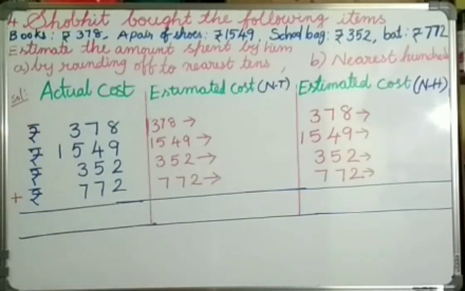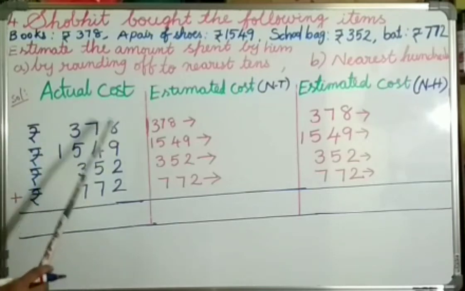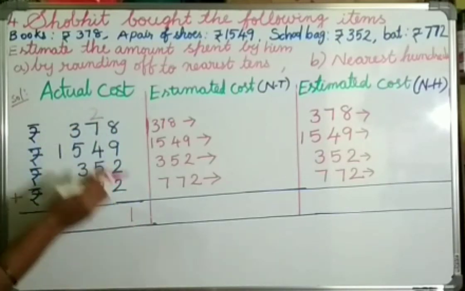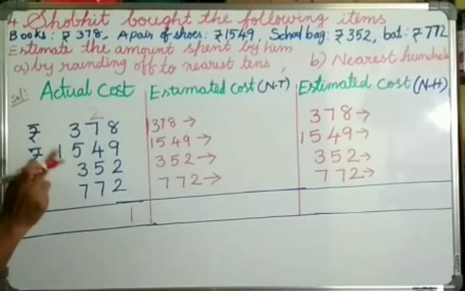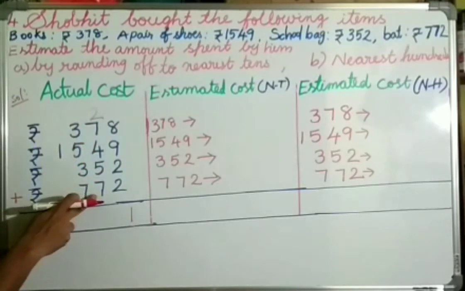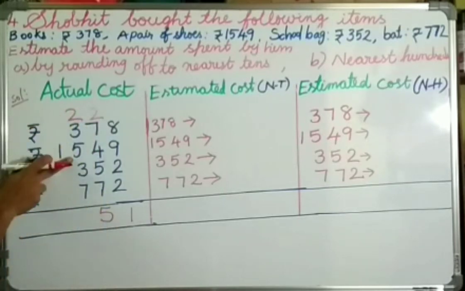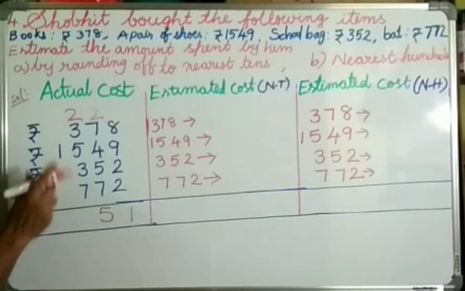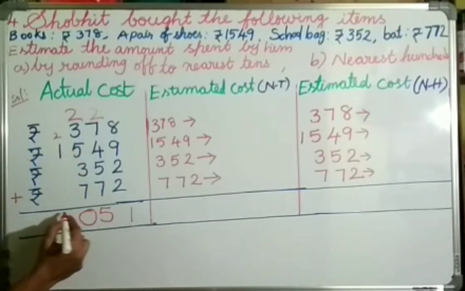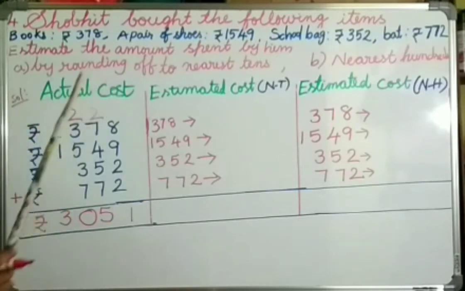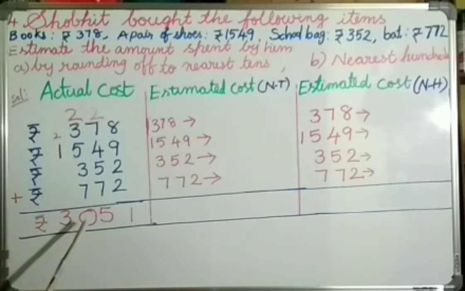Now we have to find the actual cost. So add the numbers. 8 plus 9, 17. 17 plus 2, 19. 19 plus 2, 21. 7 plus 2, 9. 9 plus 4, 13. 13 plus 5, 18. 18 plus 7, 25. 3 plus 2, 5. 5 plus 5, 10. 10 plus 10, 20. 1 plus 2, 3. So the actual cost is rupees 3,051.